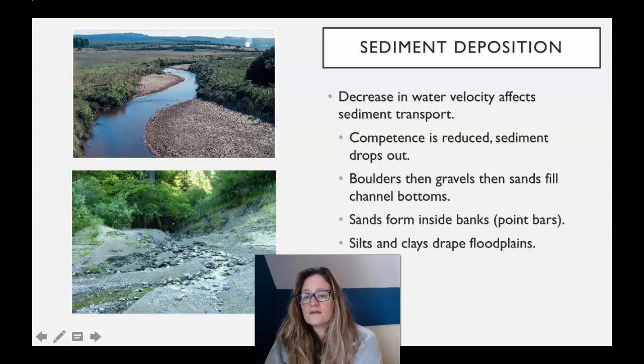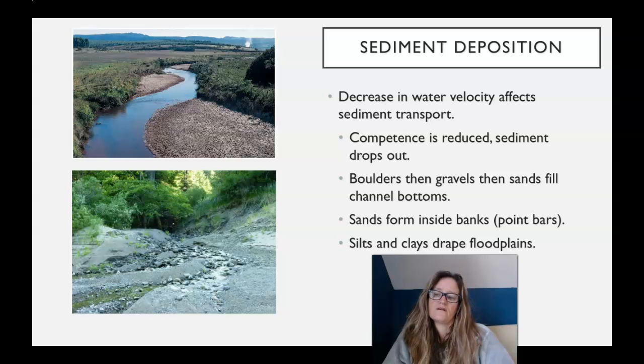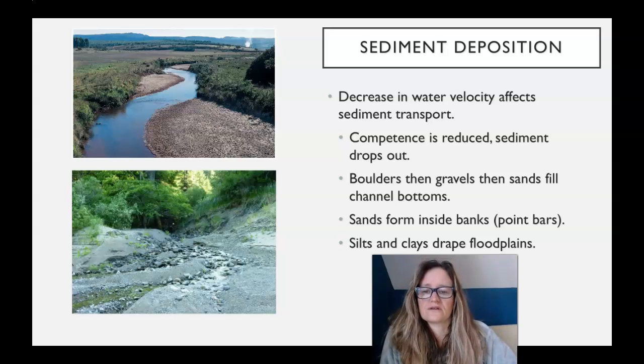Okay, so that's moving the sediment along. The sediment eventually is going to get deposited somewhere. Deposition is going to occur when the velocity decreases. So the competency and the capacity are going to decrease with decreasing velocity. The sediment size is going to be directly related to that velocity. So as the velocity slows, the first sediment that's going to fall out or stop moving or get deposited is going to be boulders, and then gravels, and then sand, and then silt.